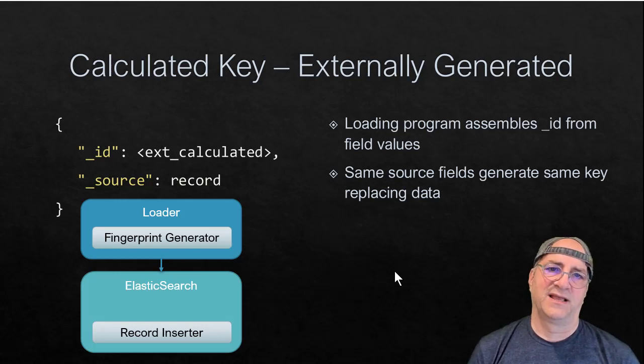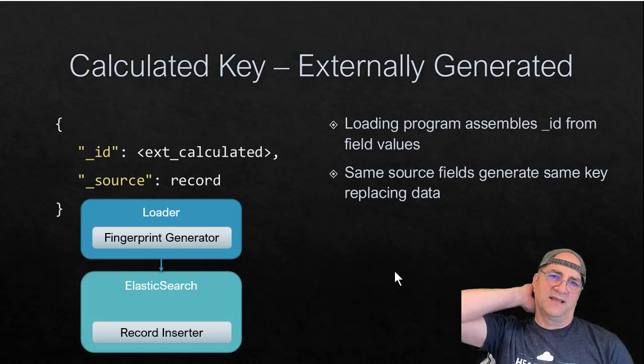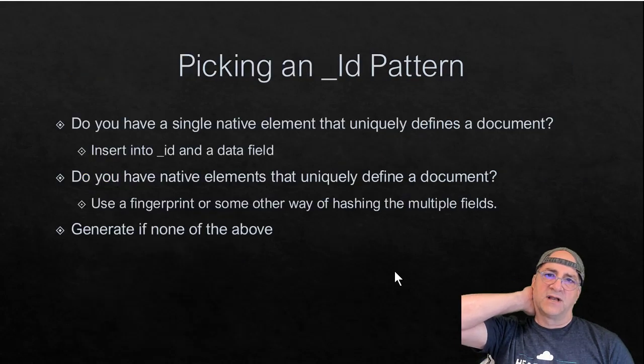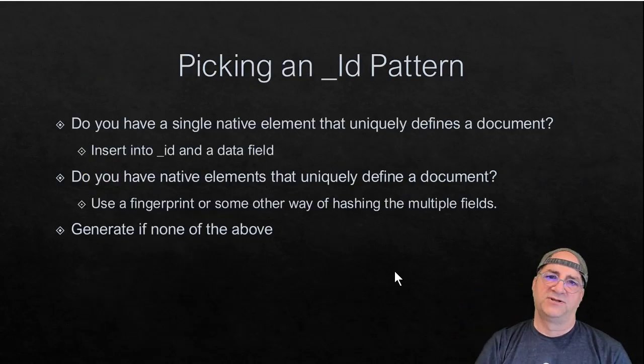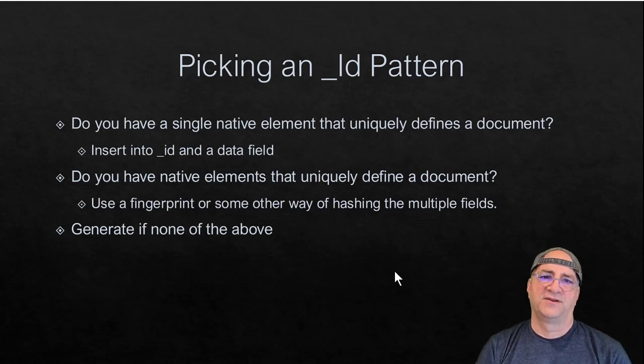But the same point is the same source fields always generate the same key, right? So if you were to keep inserting the same data over and over again, you still only end up with one copy of the record with any of the calculated or the native key. So picking an ID pattern, the real question is, do you have a single native element that uniquely defines a document? If you do, just insert it into the ID field, and I recommend into a data field.